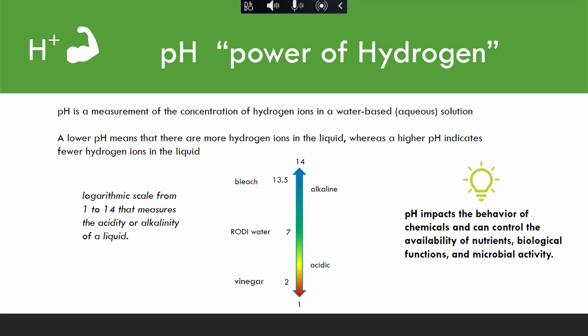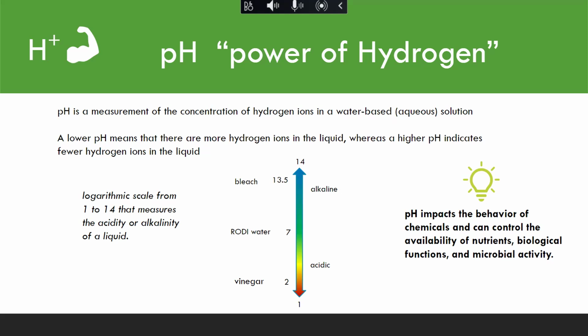All right, so let's talk about pH. pH is actually the power of hydrogen. So it's a measurement of the concentration of hydrogen ions in water. A low pH means that there are more hydrogen ions in the liquid, whereas a high pH means there are very few hydrogen ions in the liquid. And remember, this is a logarithmic scale. So a one step difference in the pH measurement is actually a significant difference in the quantity of hydrogen. And why is pH important?